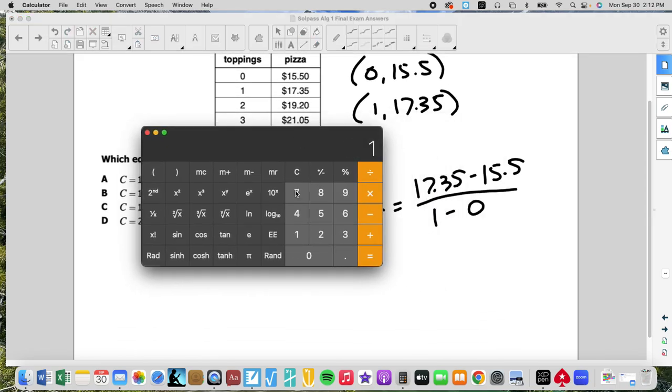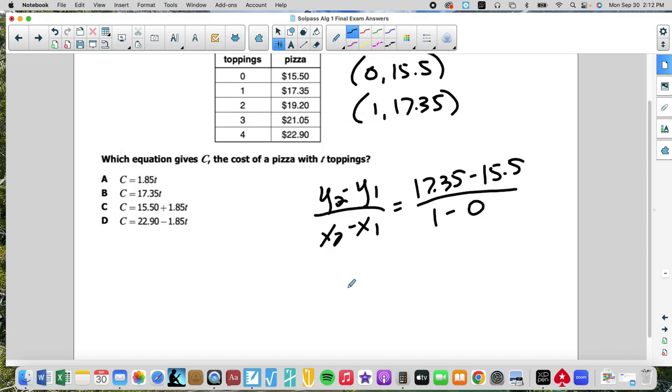And we subtract those two for time purposes. Minus 15.5, which gives us 1.85. So 1.85 is going to be my slope, and that would be A.